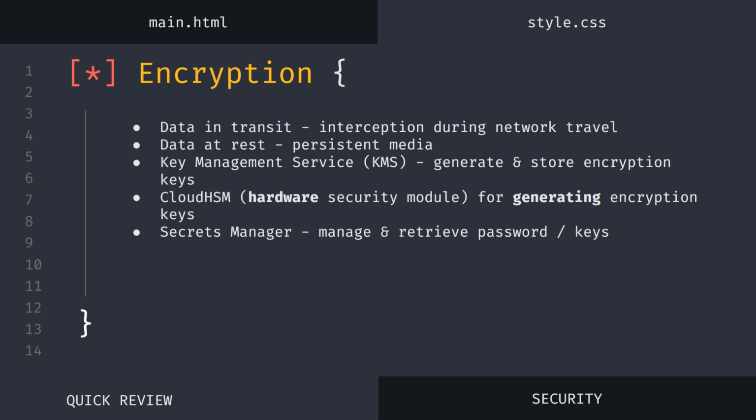Now, there's two things to note, or phrases, when you're dealing with encryption. Data in transit, when the data is moving across the network. Data at rest, when it's persistent media or like storage. There are different ways to manage your keys. One is to use KMS, but if you have a hardware version, CloudHSM is your target. And then you have Secrets Manager, which manages and retrieves passwords and keys.